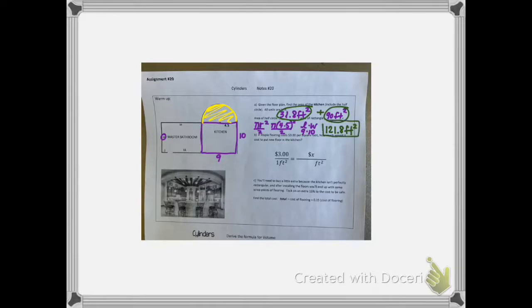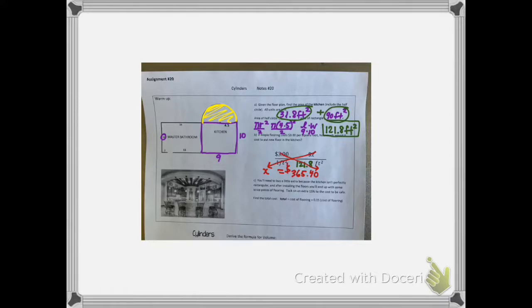All right, so if maple flooring costs $3 per square foot, how much is it going to cost to put the new floor in? It's already set up here, $3 for 1 square foot. How much for 121.8 square feet? We're just cross multiplying. So 1 times x is x, and 3 times 121.8 is $365.40. So that is the cost.